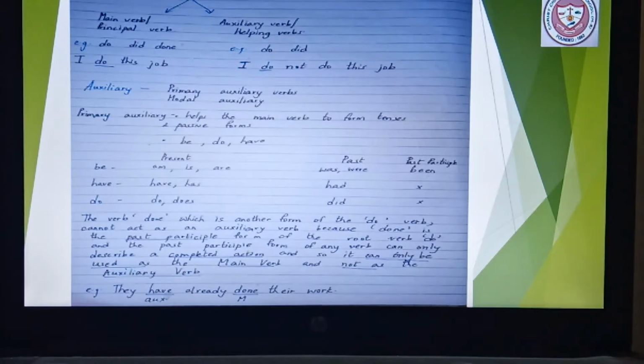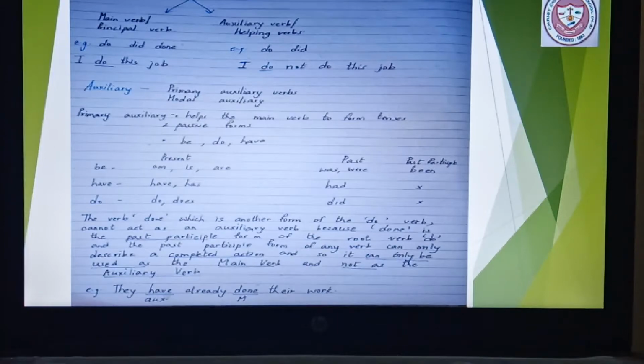Now have: again we have have and has as the present, and in the past we have had. There is nothing in the past participle form. Do, in the same case, we see present we have do, does. In the past we have did, but there's nothing in the past participle. Now why is there no past participle form used?